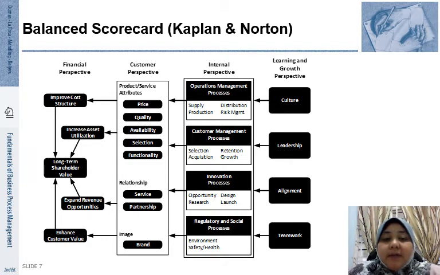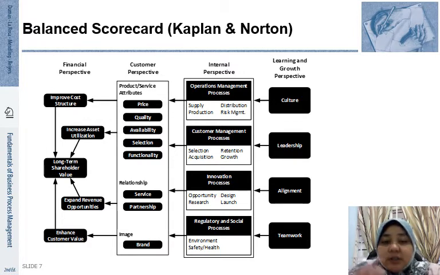So in this customer perspective, under product attribute we have price, quality, availability, selection, functionality. For relationship we have service and partnership. And then we have image, the brand image. On the internal perspective, remember the value chain earlier, we had primary activity and secondary activity. So internal perspective, basically we're going to look at the operation management process, customer management process, innovation process, regulation and social process. On the operation management process, we have supply, production and distribution risk management. That is among the selections it has.